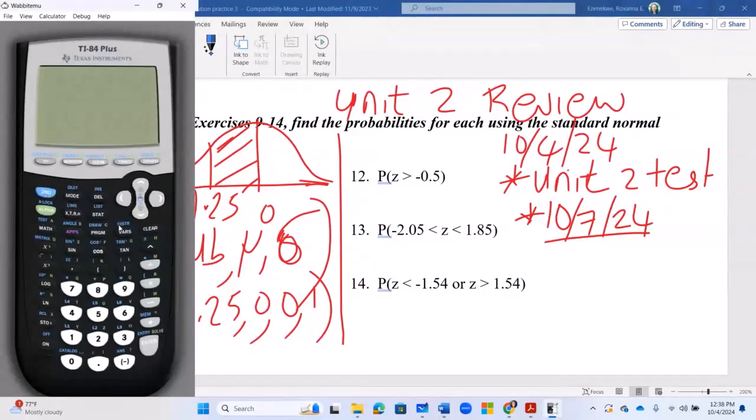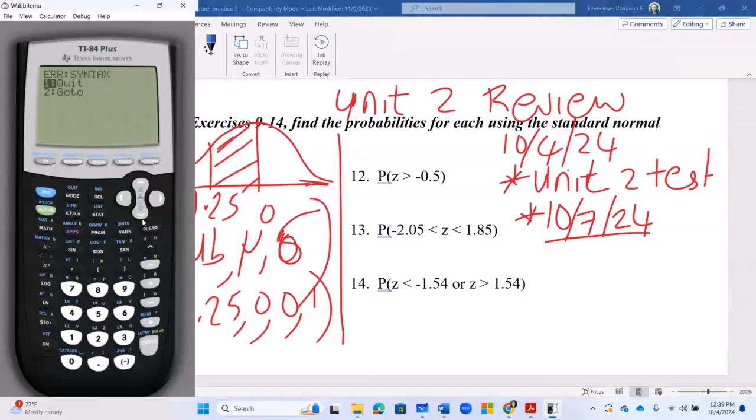I will do second distribution, number 2, and then the lower bound is negative 1.25. The upper bound is 0. The mean is 0. The standard deviation is 1. So I am going to paste, and my calculator is asking me, are you sure that this is what you want? Yes. So I hit enter.